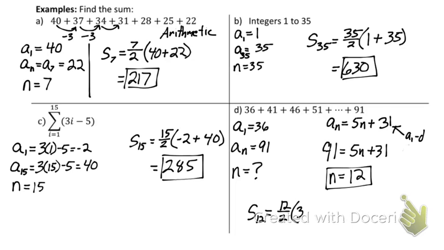And that'll just be our first term plus our last term. And our total partial sum is going to be 762.